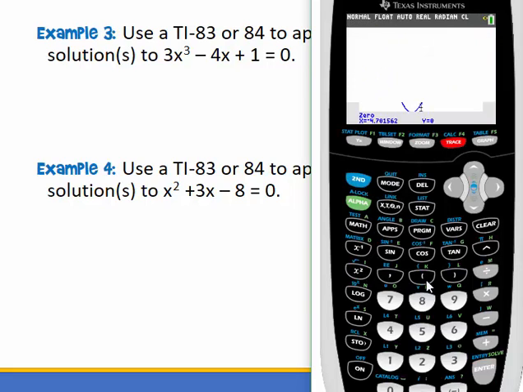And then second, trace, number 2. I'm going to type these. That one's between 1 and 2. So 1 is the left bound, 2 is the right bound, and we get about 1.70.